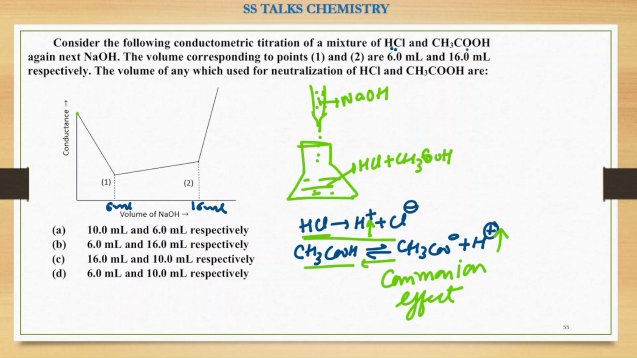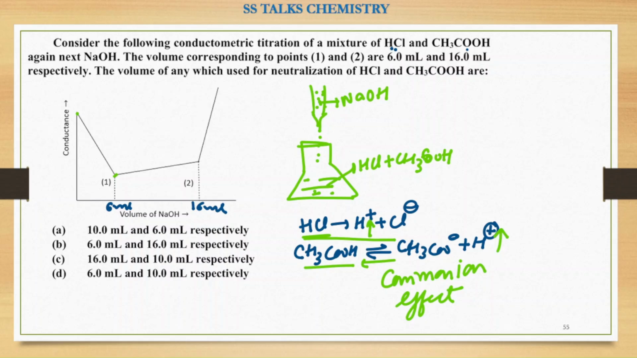Now the HCl molecule will be reacting with the NaOH. So H positive is converting into water, which is undissociated. So a decrease in conductance is there. That is till point 1, where all the HCl is neutralized by the NaOH.